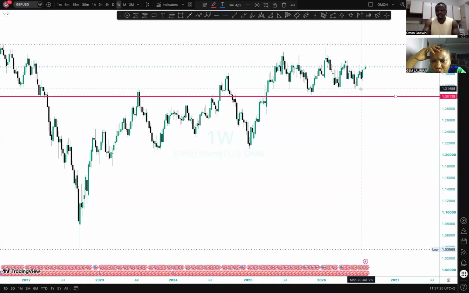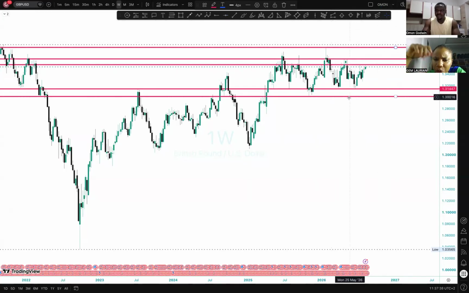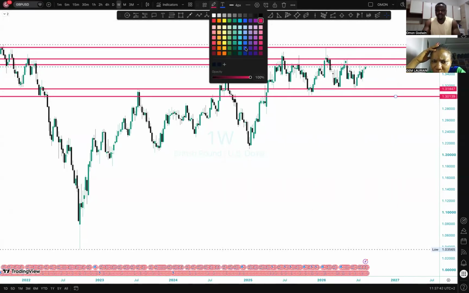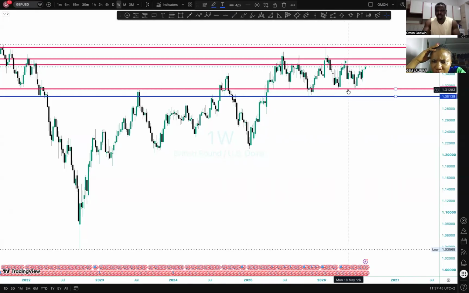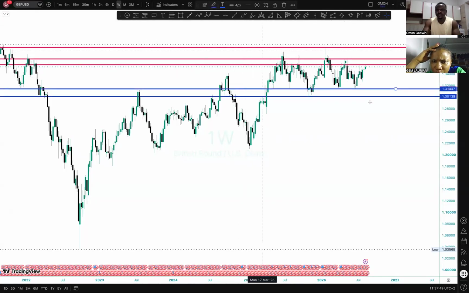So I'm going to change the color and then I'll mark out my resistance. So here is one resistance. We also have one inside here. Then we also have one here at the top. Okay, so now I will change the color of my support. I'll change the color of my support to blue. That way I know my blue is my support, then red is my resistance.